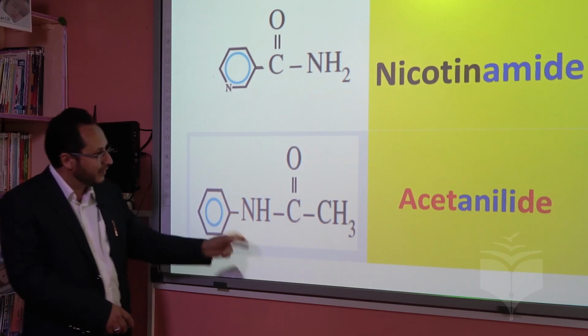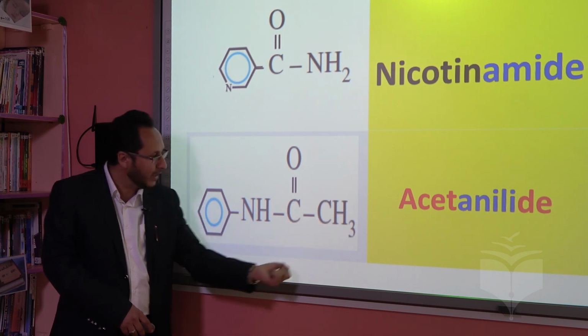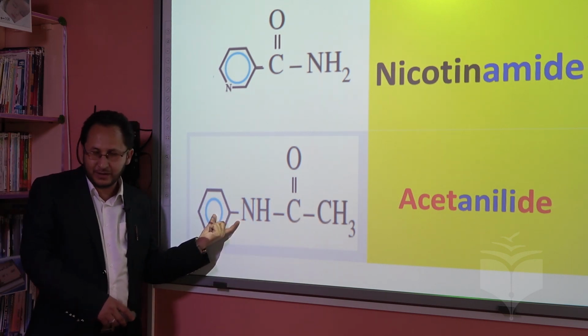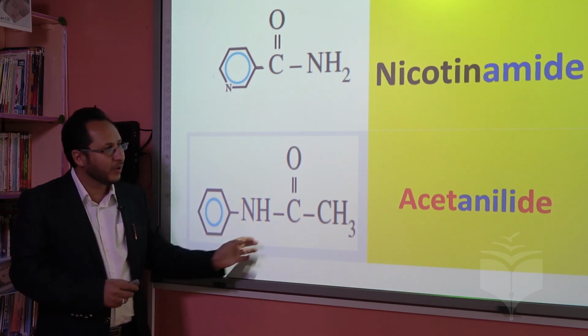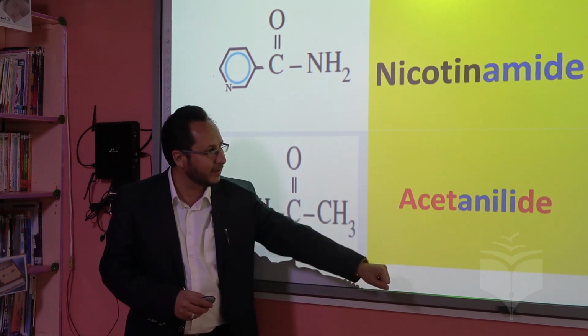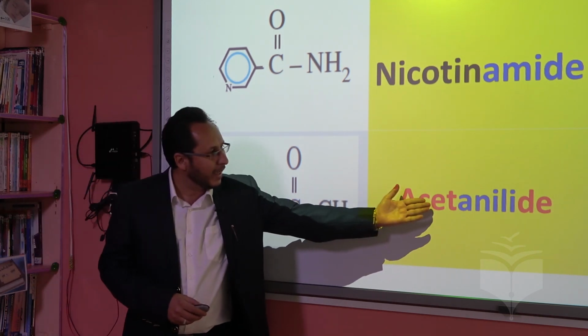Here we have the two carbon atoms. We call it acetic acid. And here we have the aniline. This is from the amines. If we combine them together, we get the acetanilide. So it is acetamide and aniline. We call them acetanilide.